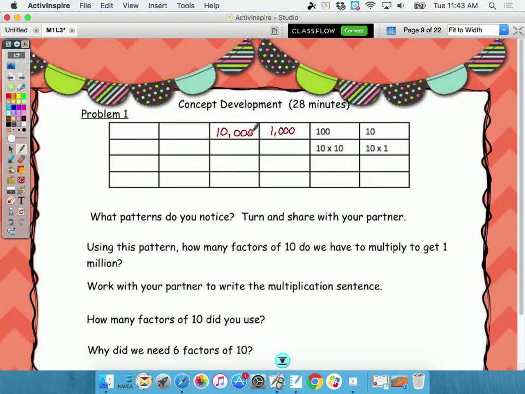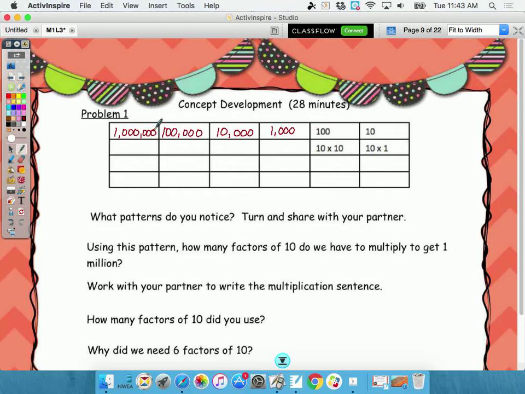Now, what is one place value larger than 1,000? 10,000. And then 100,000, and then 1 million. And you learned this when you were younger. I think you used the place value chart a lot in 4th grade, okay? And so now, I want you to continue the pattern that you see here.